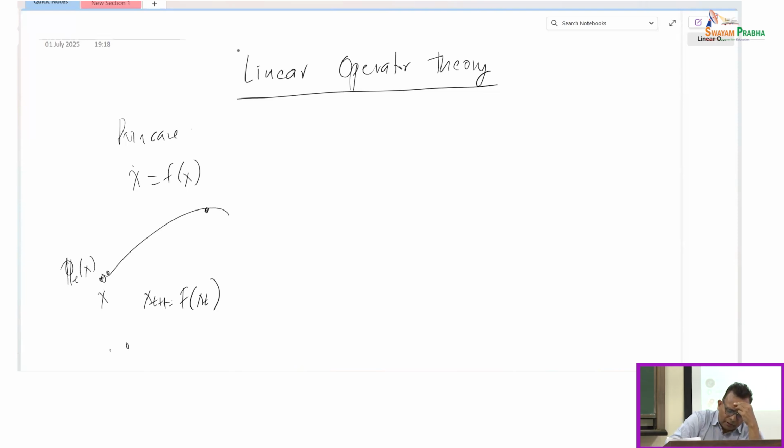So you start with some x0, and then it goes to x1, and then it goes to x2, and then x3, and so on and so forth, right? So you can either have a continuous time dynamical system which leads to a flow, or you can have a discrete time dynamical system which has an orbit.